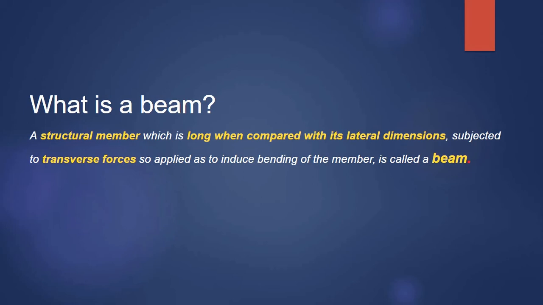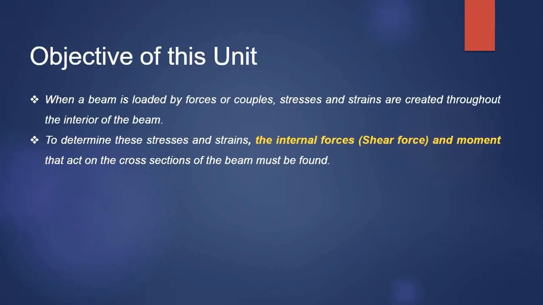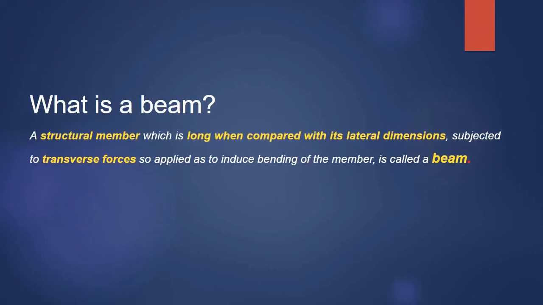Any structure is going to have a beam, a column, and a slab. Sometimes we may have to call it a deck in the case of bridges, but it's similar to a slab. And everything has to have foundation footings. Now we are going to see the beam in this part of the unit. So what is a beam? A beam is a structural member which is long when compared with its lateral dimensions.